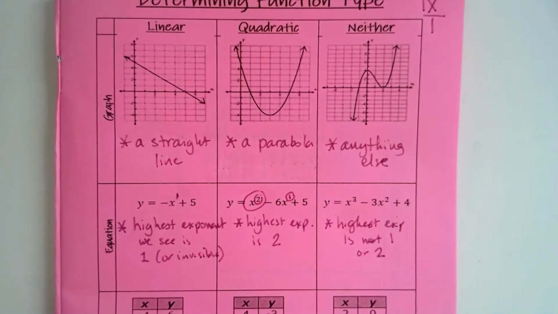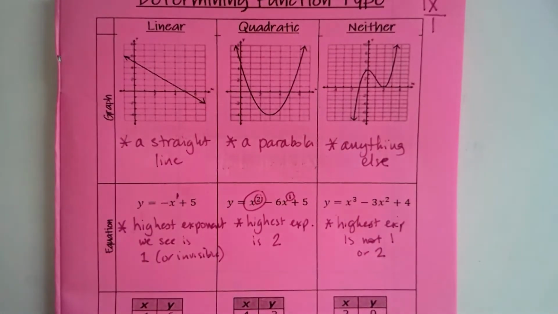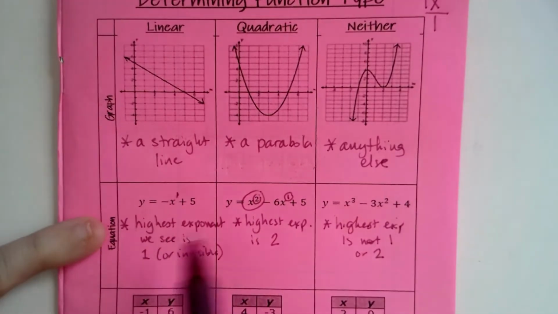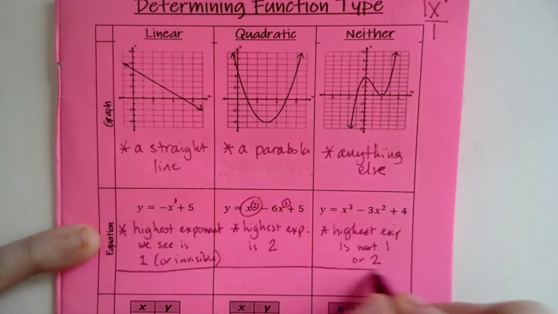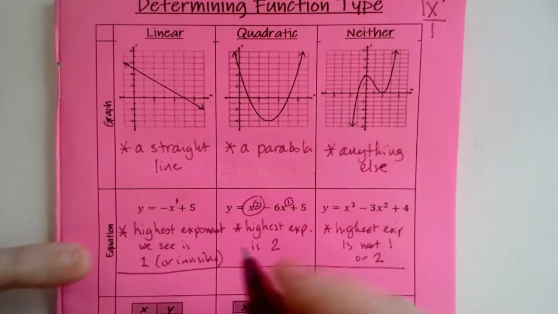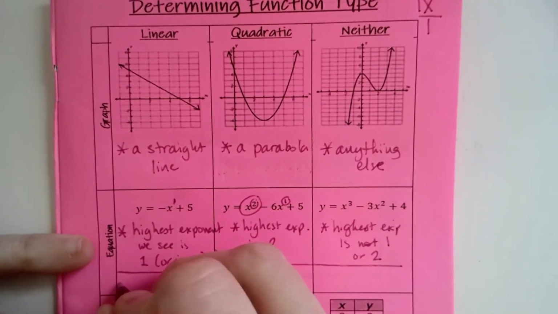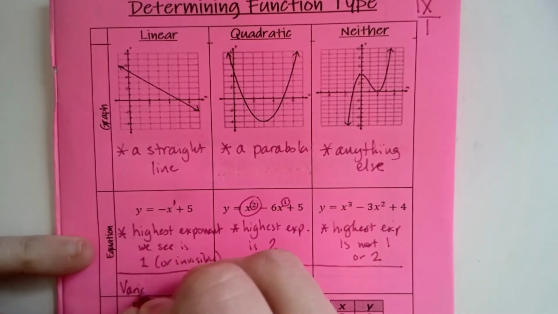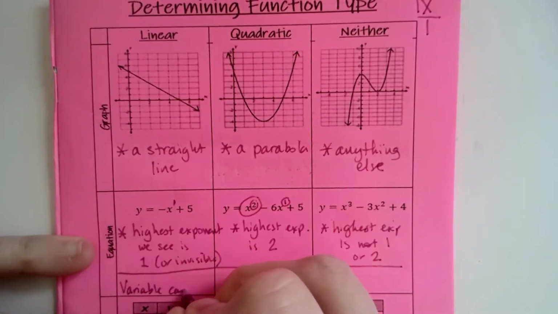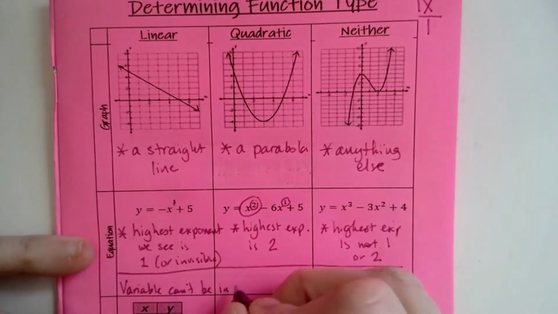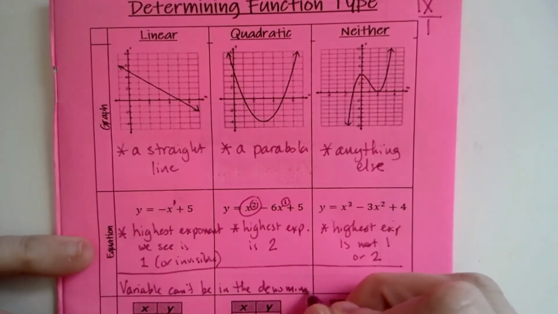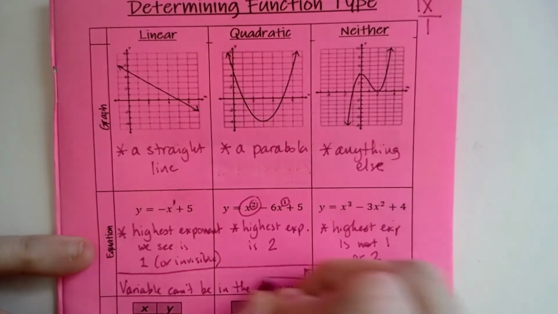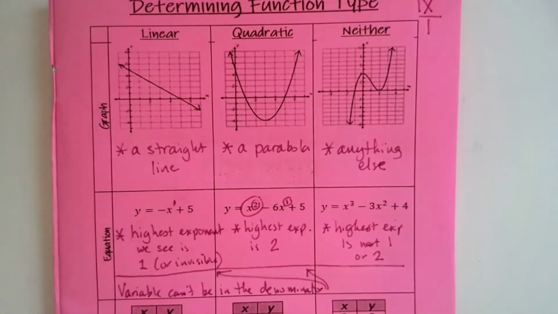Okay, the highest exponent is not 1 or 2. Now, there's one rule that you have to follow in order for this to be linear and quadratic. Okay? So we're going to put a line here that goes all the way across, and we're going to write across these. Your variable can't be in the denominator for these two. It cannot be in the denominator.